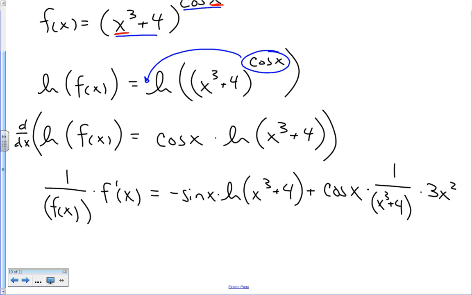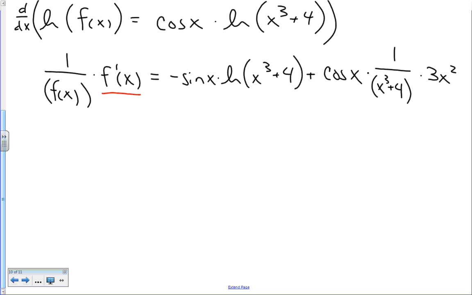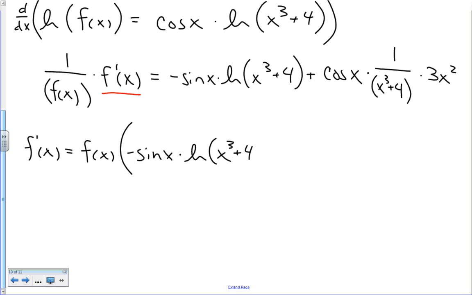All right, and our goal here again is to solve for f prime of x. So we're looking for this guy right here by himself. So let's take the f of x and move him to the other side. The 1 over f of x, if I multiply both sides by f of x, I'll end up with just f prime of x over here on the left side. And then I'll have f of x times all of this stuff that I have here. If there's any simplification here, we could do that while we go through here, but the first part of this looks pretty much the same way. Negative sine of x, natural log of x cubed plus 4. And I guess I could rewrite this as, let's go ahead and just write it as a quotient here, as 3x squared cosine of x in the numerator over x cubed plus 4 in the denominator.